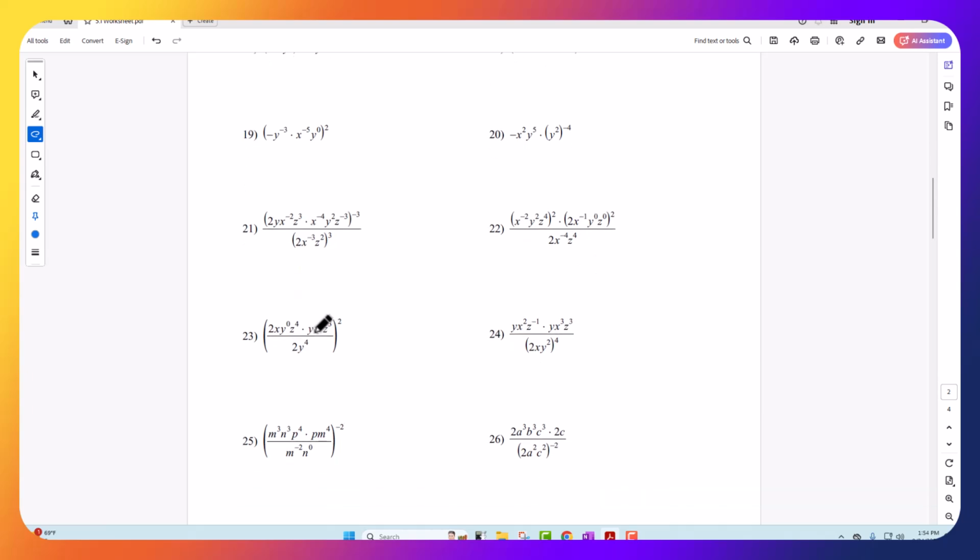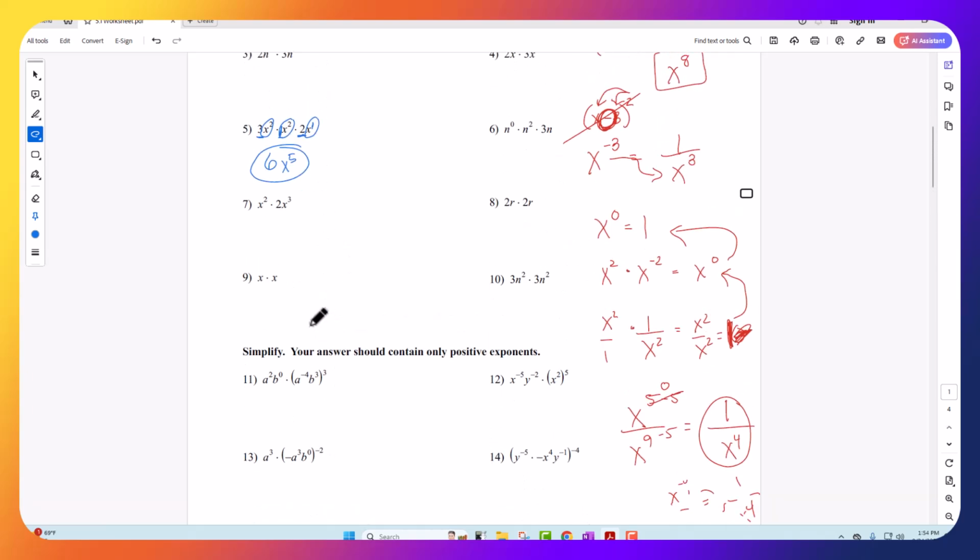If we come down to question number 13, I went too far. If we look at question number 13, we have a to the third times negative a to the third b to the 0, all raised to the negative 2.